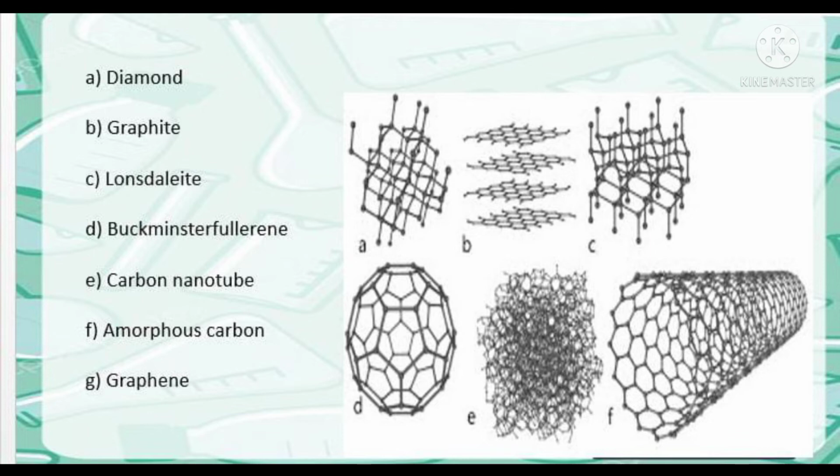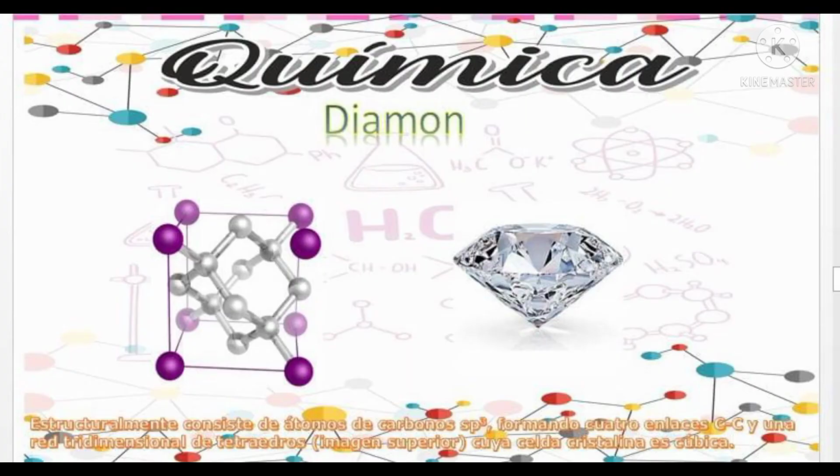The allotropes of carbon are the following: A diamond, B graphite, C lonsdaleite, D buckminsterfullerene, E carbon nanotube, F amorphous carbon, G graphene. Firstly, diamond. Structurally it consists of sp3 carbon atoms forming 4 C-C bonds and a 3-dimensional lattice of tetrahedrons, as in the images above, whose crystalline shell is cubic.